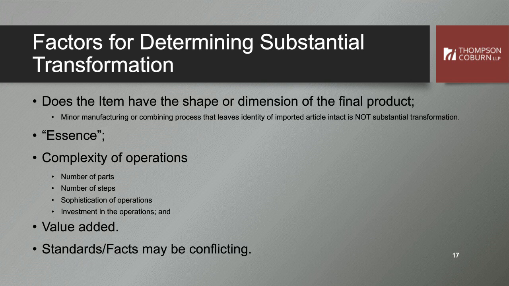And what kind of raw cost investment is there in the two locations? Is one a $1 operation and the other a $30 operation, or are they both similar? And that leads into where the most value is added. None of these are dispositive, and in fact, often there are conflicting factors. You might have a sophisticated operation in one location, but more parts are added and put together in a different location. You have to find a way to look at that holistically and determine whether there has been a substantial transformation.